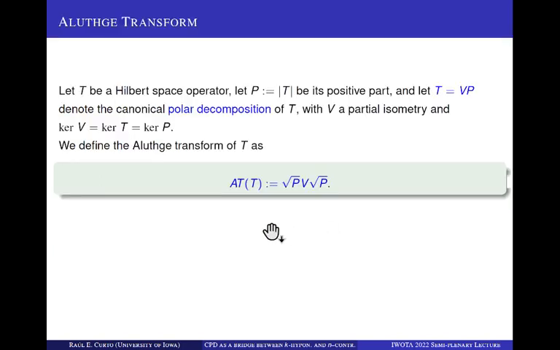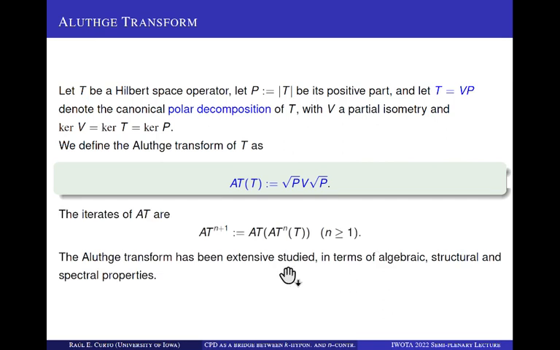Let's talk about Aluthge transforms now. So look at the polar decomposition of an operator, T equals V times P, where V is a partial isometry and P is the positive part. In the Aluthge transform, we move half of the power of P to the left, so that now we have radical P V radical P, and the iterates are formed in the same way. We have to recompute the positive part and move half of that to the left and so forth.